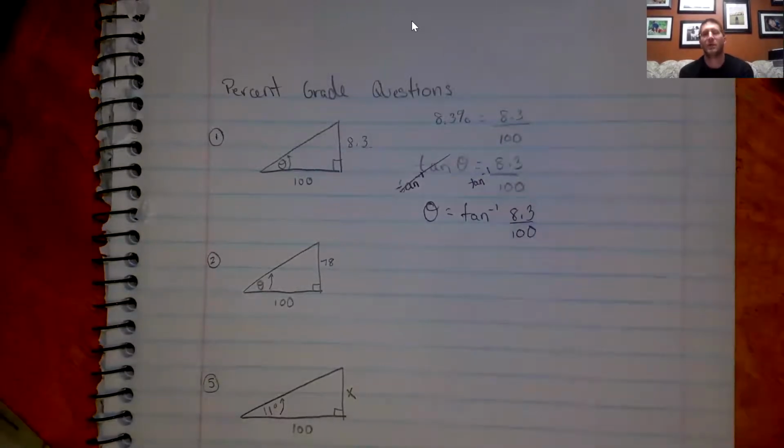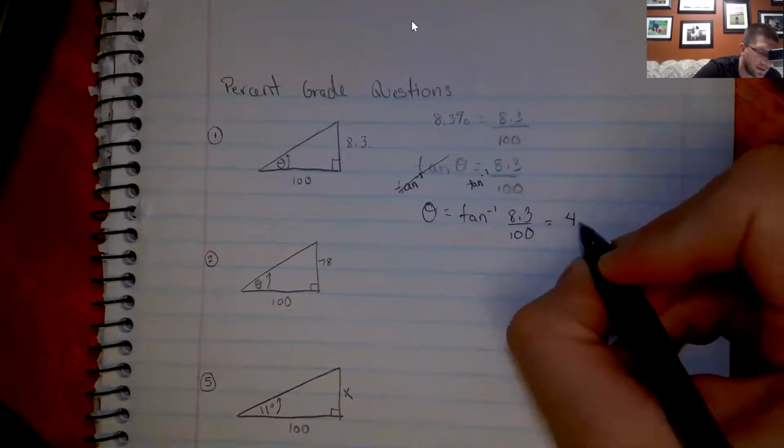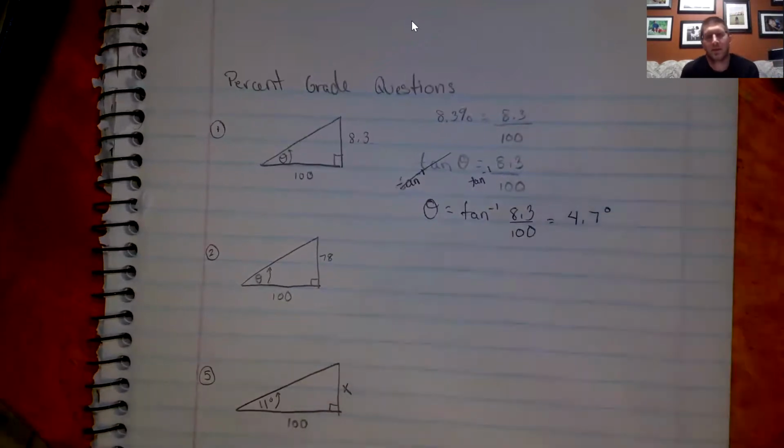Now, when you do this on your calculator, make sure you're in degree mode. We want to be in degree mode for all of these. So if I do inverse tangent of 8.3 divided by 100, to the nearest tenth, it looks like 4.7 degrees. So that's that one.